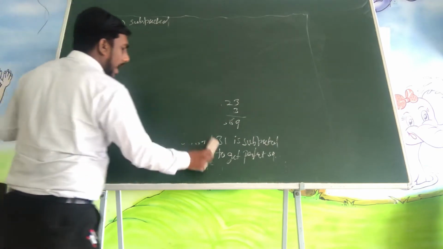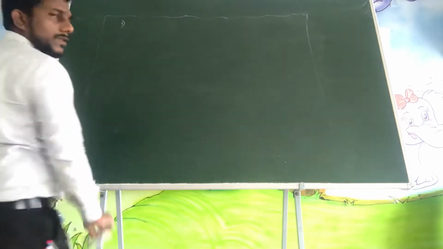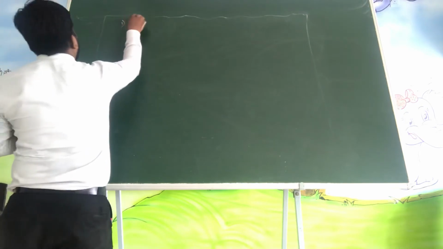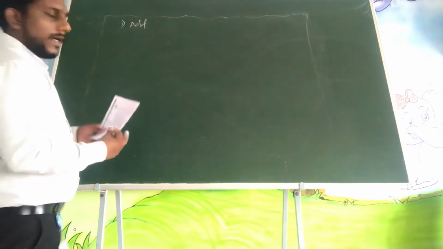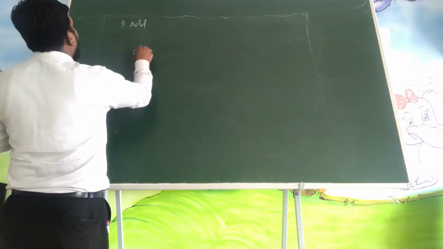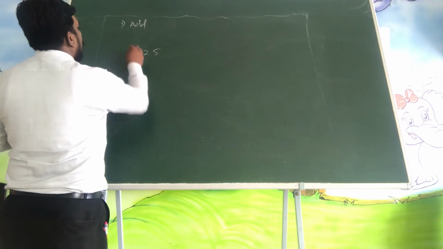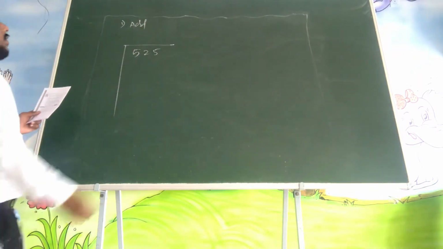Which number should we add to get a perfect square number? So the first number is given, 525. Same as this process, you can find out by the division method rule.